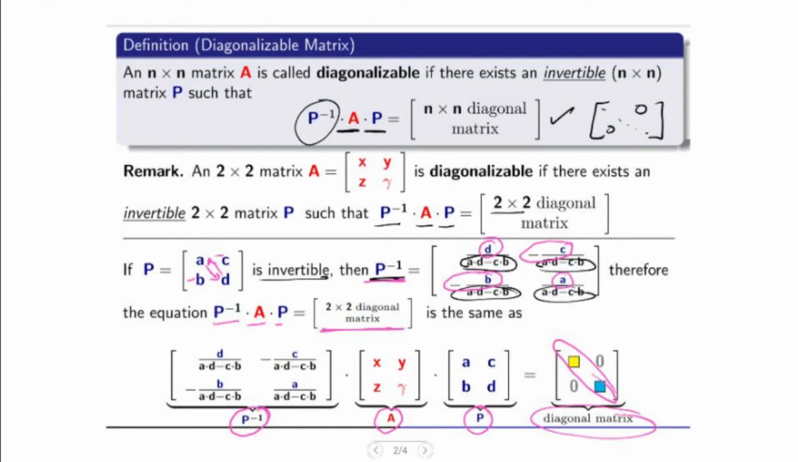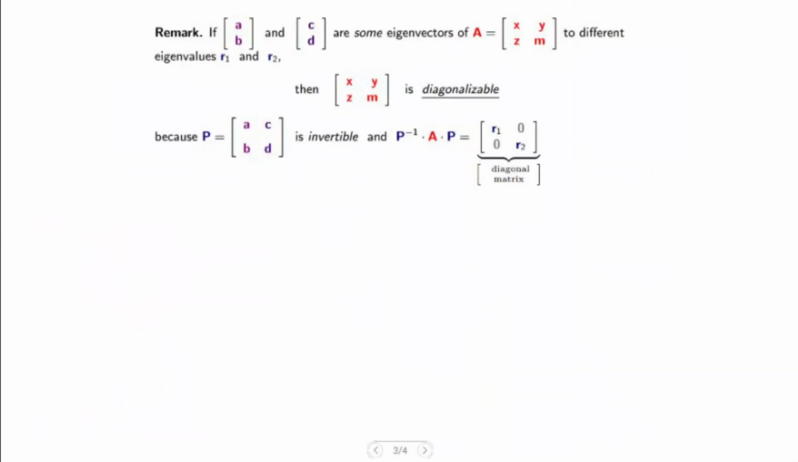Okay, now here we have a remark which says that if you remember, here the elements of P are A, B, C and D. So if your vector AB is an eigenvector and your vector CD is also an eigenvector of the matrix A to two different eigenvalues, R1 and R2, then you can say that the matrix A is diagonalizable.